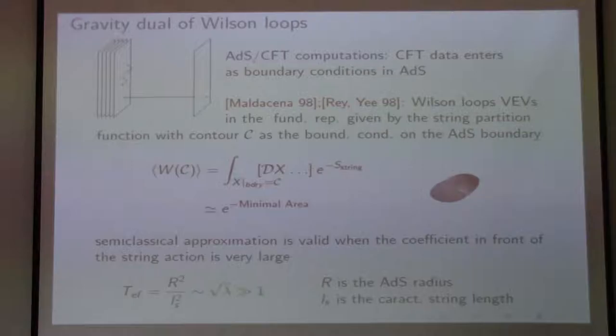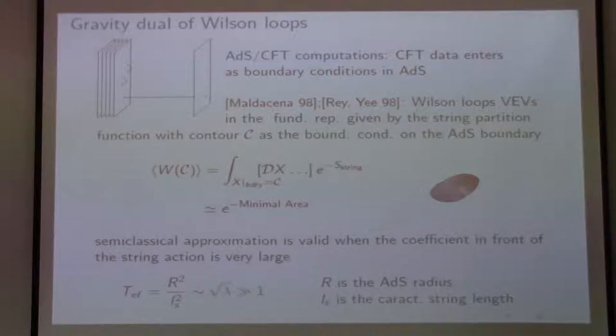As you probably know, the string action is just the area of the worldsheet. So in a semi-classical approximation, what you are computing is a surface of minimal area ending on the contour at the boundary of AdS. This semi-classical approximation is valid as long as the coefficient in front of the string action is very large. That is what you require to trust this approximation. When you look at this coefficient, you get one over alpha prime, or the length of the string squared, the tension. But since you are formulating this in a curved space with a radius of curvature, the radius of AdS, you pull out an R squared. So you need R over L to be very large. And this is related to the AdS/CFT dictionary: R squared over L squared, the string length, is related to the square root of lambda. So this semi-classical approximation is valid as long as lambda is very large.